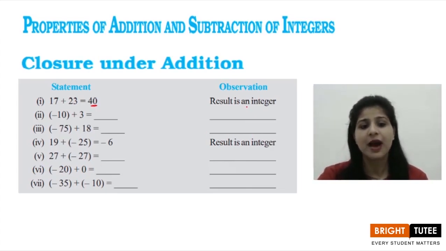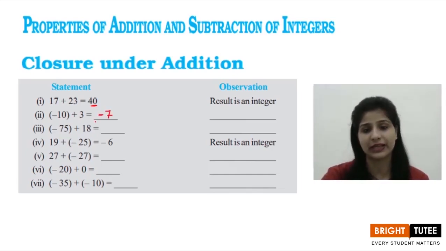Let's solve this. Minus 10 plus 3. So minus and plus would be minus. Subtract 10 and 3, you get 7. Sign will be of the greater number, so the number is minus 7. Is it an integer? Yes, it is an integer. So we will write the result is an integer.